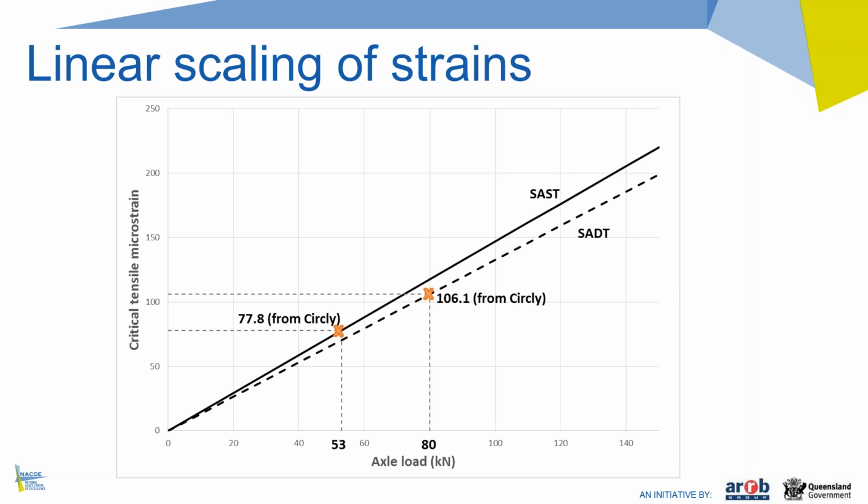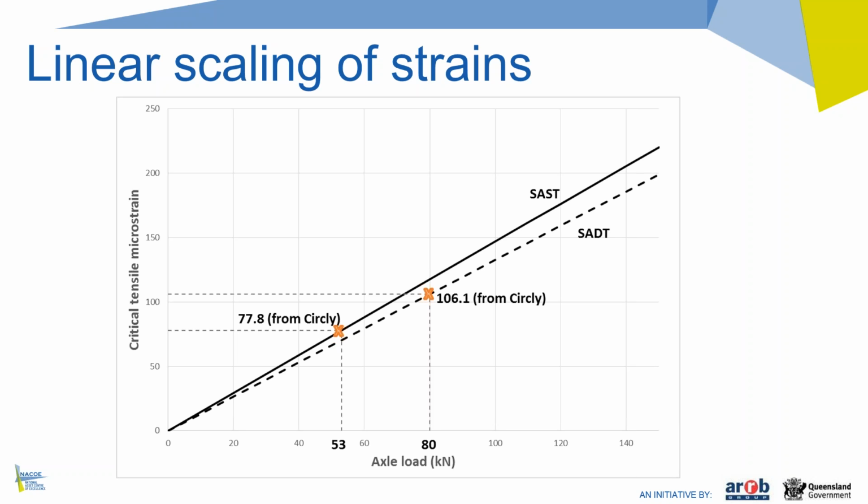So just getting back to the linear scaling, if we look at that 106.1 microstrain for the single axle with dual tyres, that was under an axle with a load of 80 kilonewtons. If we now go back to, say, 40 kilonewtons for that same axle type, going up to the dashed line, you can see that the strain reduces to half what it was at 80 kilonewtons. The reason for that is there's a linear relationship between the applied stress, or the applied load, and the resulting strain in CIRCLY, or in the Austroads procedures as well.